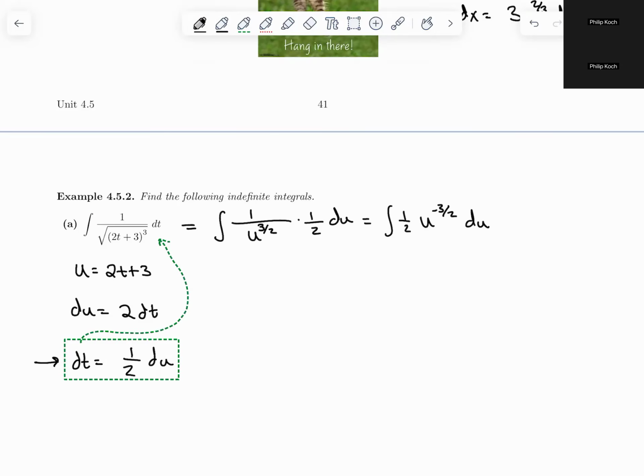Your integrals should always have, once you've done the simplification, no more of your original variable. There's no more t's, right? No more t's. We're good. And so we can integrate that now. We totally can. That's going to be 1/2 u to the negative 1/2 over negative 1/2 plus a constant c.